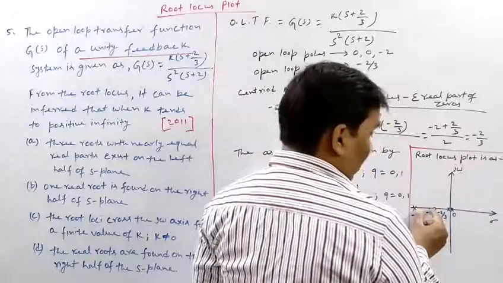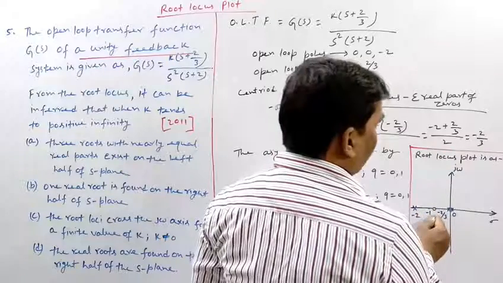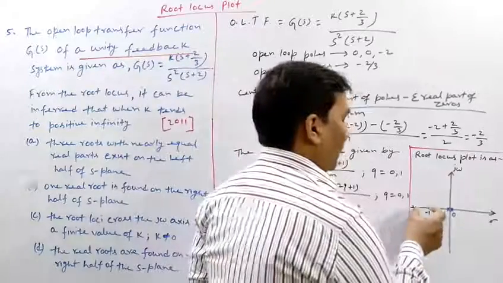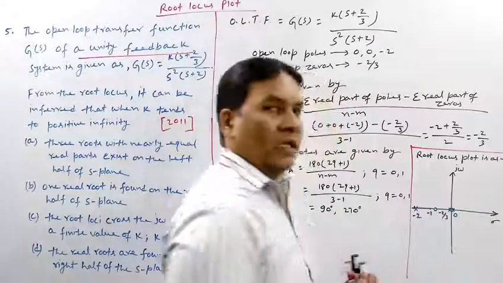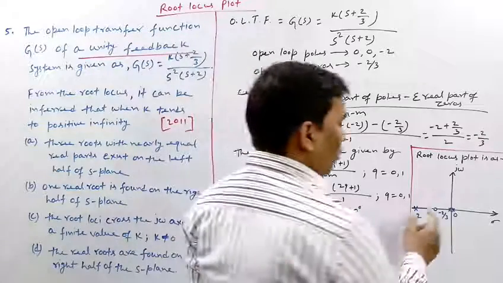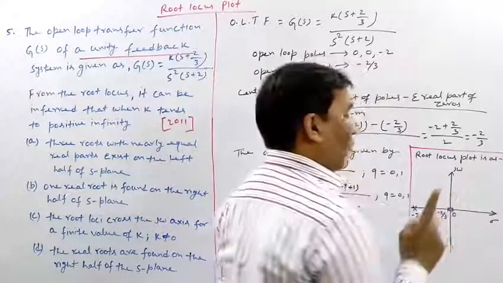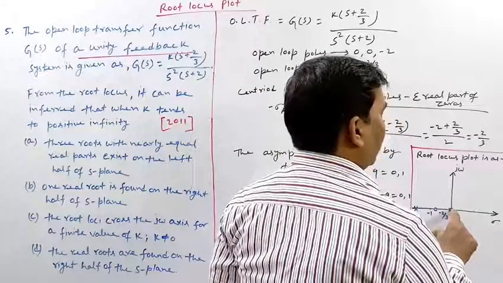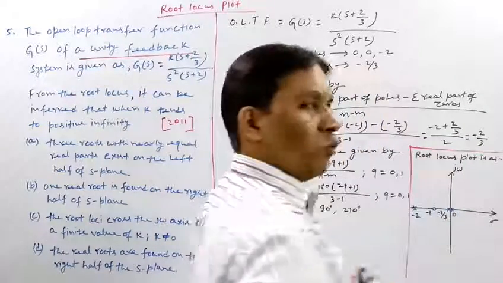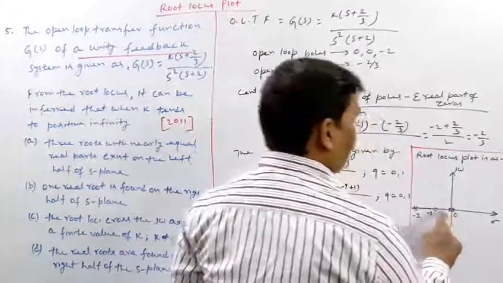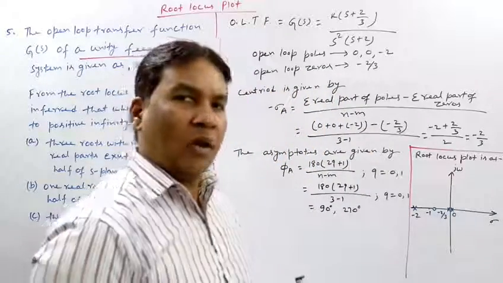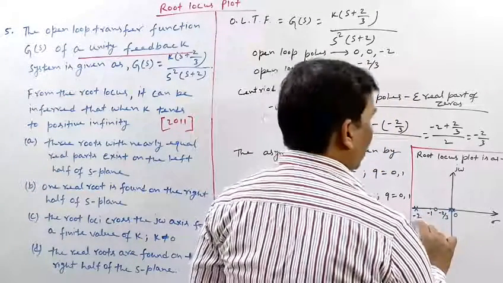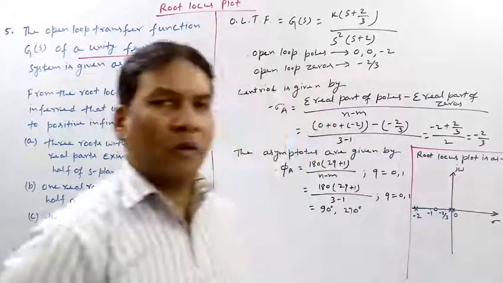Right of this part, between -2/3 and -1, the part of the real axis will be a part of the root locus. Why am I saying this? Because to the right of this part there are 3 poles and zeros: there is 1 zero here and there are 2 poles here. So the total number of poles plus zeros is odd. So the part of the real axis from -2 to -2/3 will be a part of the root locus.